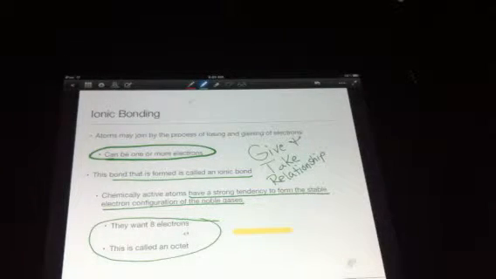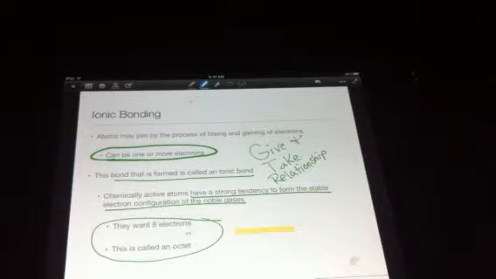Ionic bonds. Atoms may join by the process of losing and gaining of electrons, which is why I had you write on your periodic table when we wrote group 1, +1, group 2, +2, group 3, +3. Because groups 1, 2, and 3 generally lose electrons because it's easier to lose electrons, up to 3 of them, than it is to gain 7, 6, or 5. It's a give and take relationship.